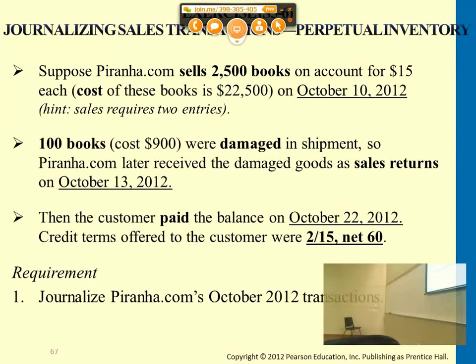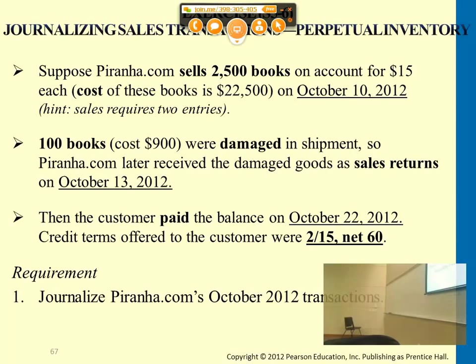Okay, let's go back to, sorry, not going back. This is a new problem here. Let's try to look at these bullet points and then journalize the transactions that relate to sales. These three bullet points all relate to the sales side of the transaction.